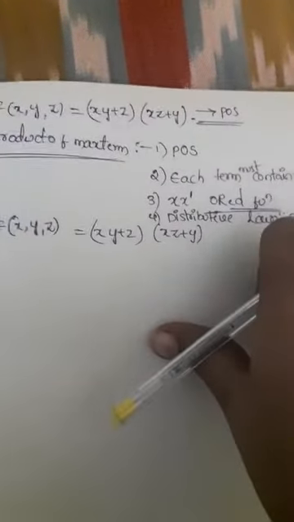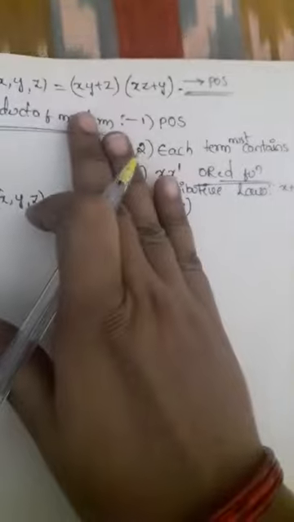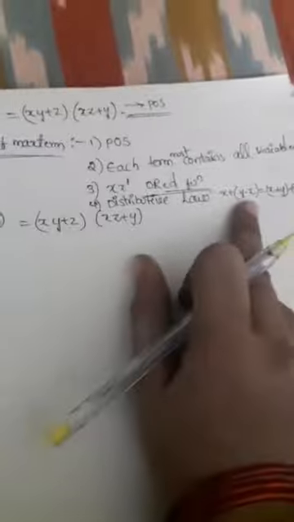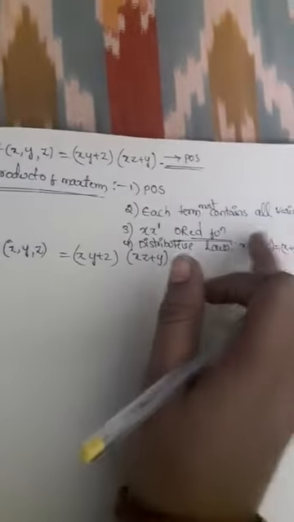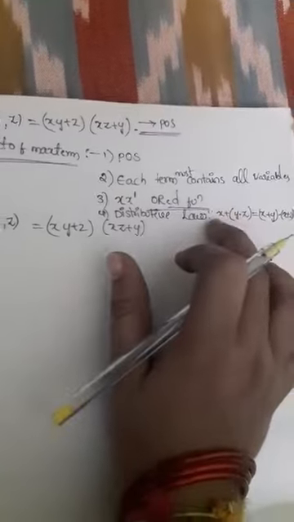So what is the distributive law? It is x plus yz is equal to x plus y into x plus z. So by using this distributive law in product of max terms, that is a must. Before simplifying this product of max terms, whatever Boolean expression we have, first this expression is simplified using the distributive law. After using this law, we simplify this expression.